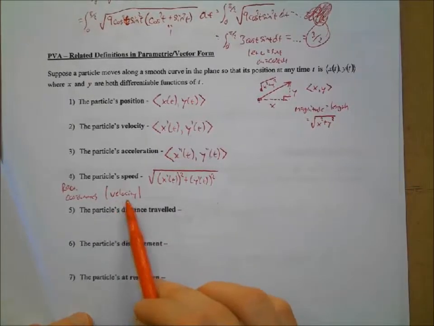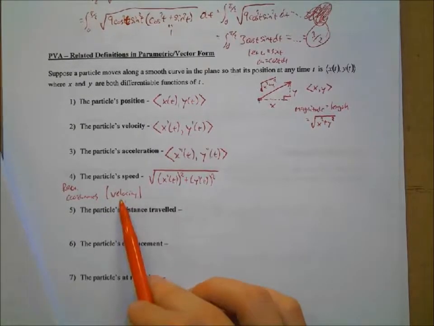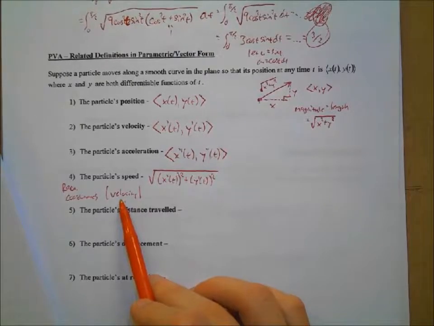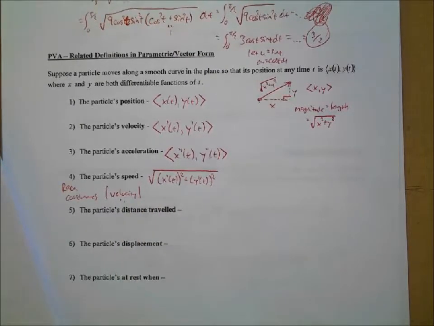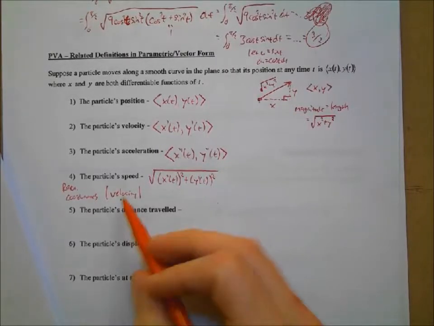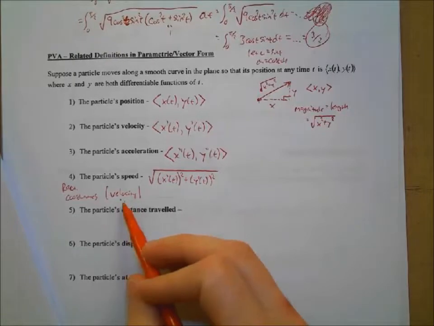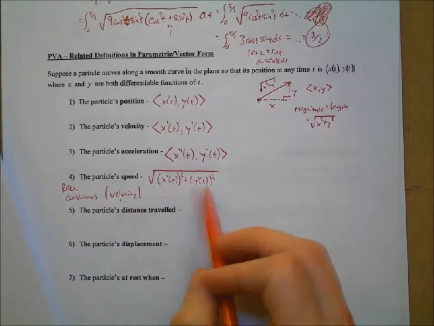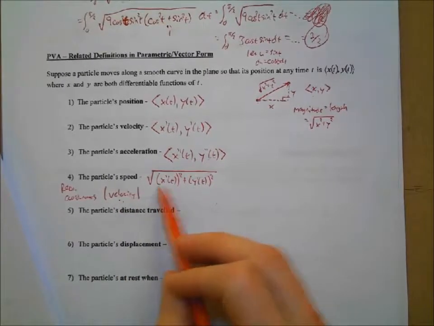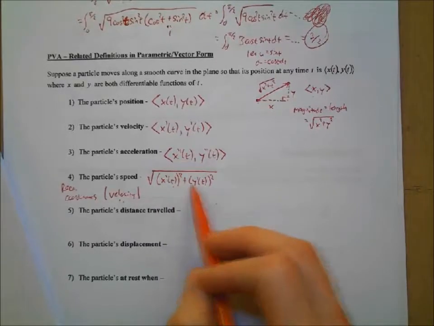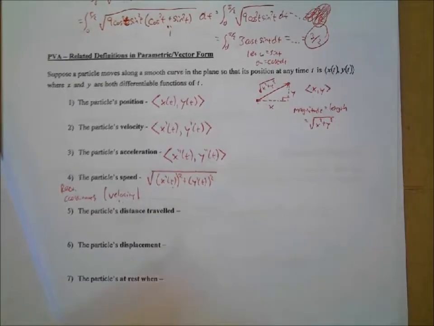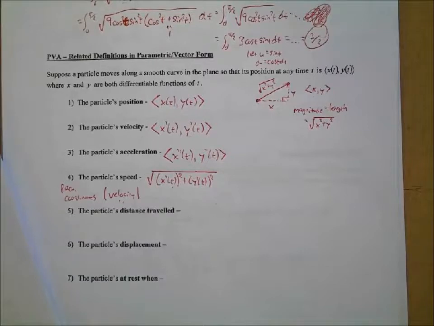When you take the absolute value of something, it is the distance of that thing from 0. Absolute value is not just a magic function that makes things positive. Why does it make things positive? Because it means distance from 0. So here we're finding a distance: the x component squared plus the y component squared gives us the length of that velocity vector.